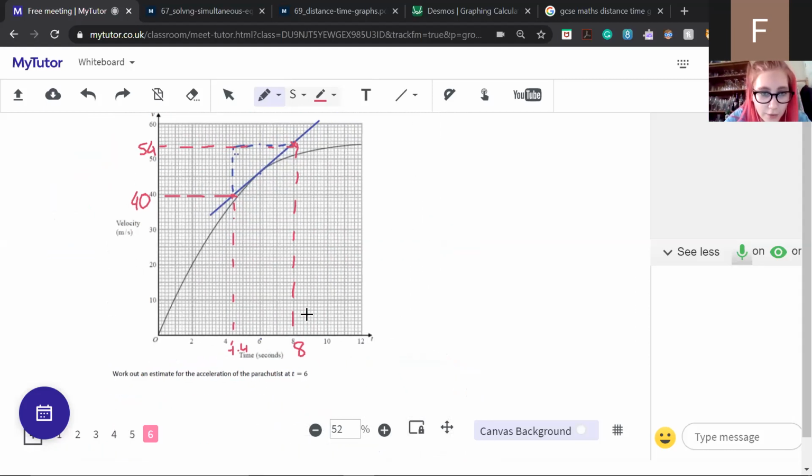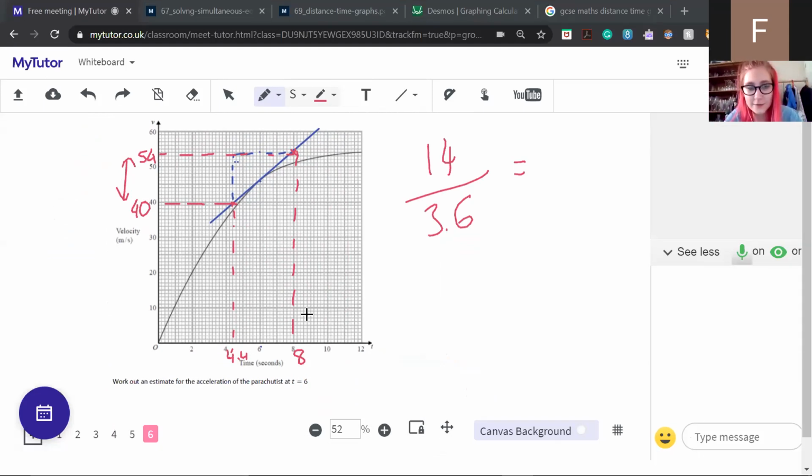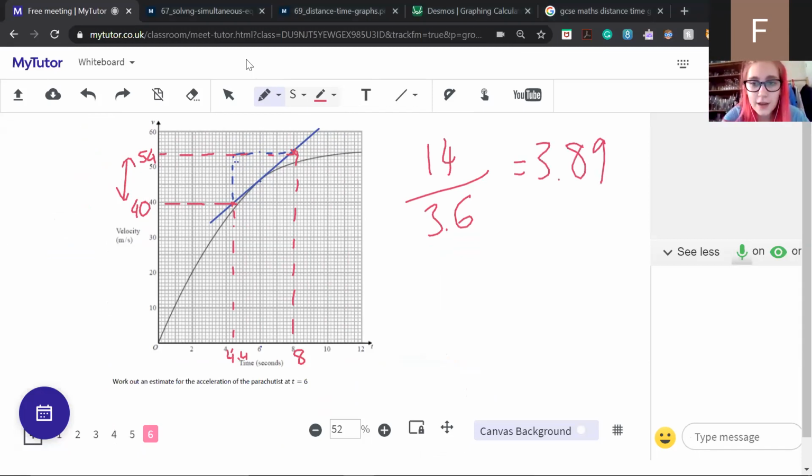So let's think about what the gradient of that is. Well, what's the change in y? It's this bit here. So that's 14. What's the change in x? It's this bit here. So 4.4 to 8, that's 3.6. So what's 14 divided by 3.6? Your guess is as good as mine. But let's round that to 3.89. 3.89 meters per second squared. That's the unit for acceleration. That is a really difficult question, that one.